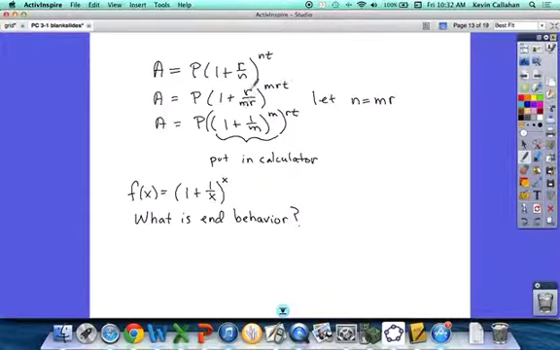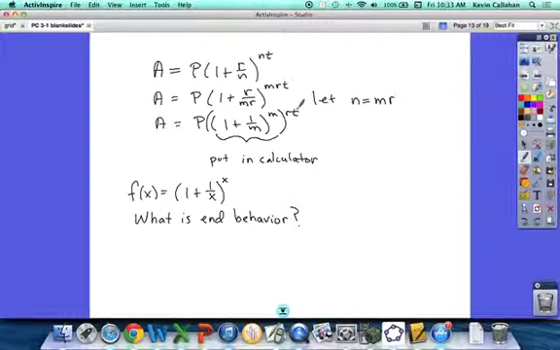Now inside the parentheses, you've got an r in the numerator and r in the denominator. They cancel, so you just get 1 over m. And then, properties of exponents-wise, I can take that m from the mrt and write it like this: 1 plus 1 over m, raised to the m, and then all of that is being raised to the rt power. A slightly different version of the same formula, just with n equals mr.